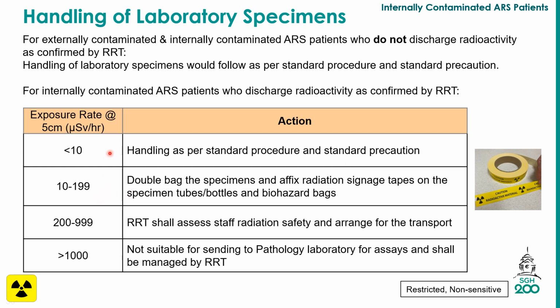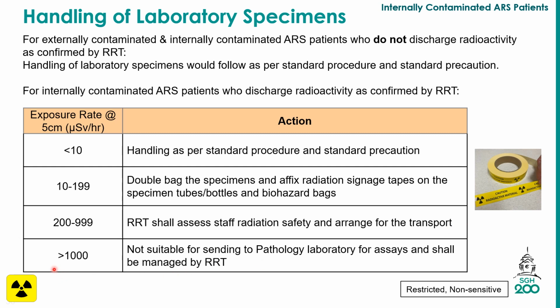And if the value of the exposure rate at 5 centimeters using an RSM meter happens to be 10 to 199, you double bag the specimen and affix the radiation signage, which is found inside the spill kit. Place one of these onto the plastic bag. If the value is between 200 and 999, RRT shall assess this for staff radiation safety and arrange for the transport of such blood tubes.